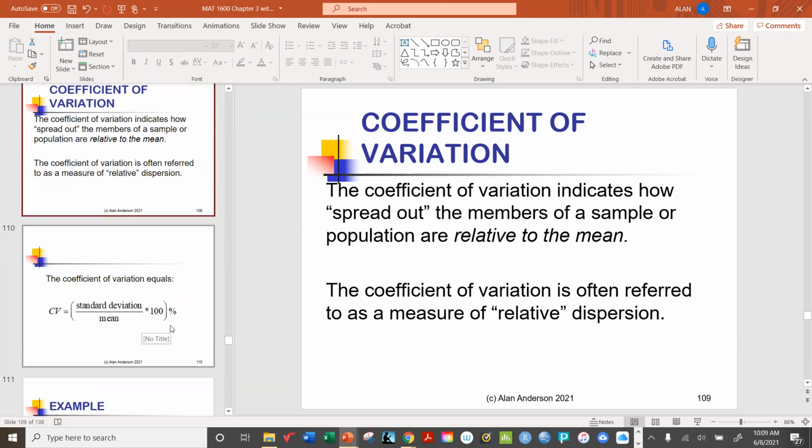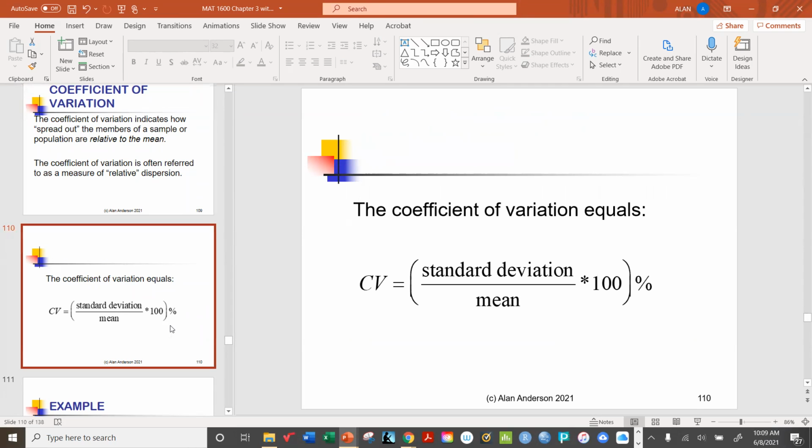Now, how does it work? This one is the same for both samples and populations, the calculations at least. What you're doing is you're taking the ratio of the standard deviation to the mean, and then you multiply that by 100 to convert it into a percent.